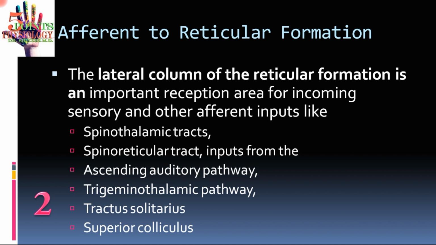Then input from the tractus solitarius, that is basically coming from the nucleus tractus solitarius, which is the receiving area for the cranial nerve vagus, and that vagus is getting sensation from various internal organs of our body. It also receives input from the superior colliculus, which is involved in the visual aspect of our sensation. Thus the lateral column, as you can see here, is receiving a wide variety of inputs: pain, temperature, touch and auditory inputs, the inputs from the face, and the visual sensation.